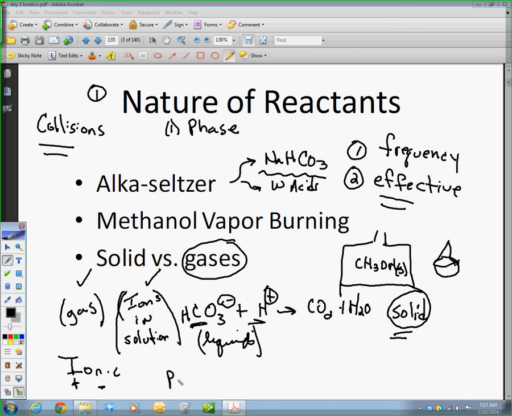Polar molecules, for example, will react better than nonpolar molecules because the charges will help initiate the effective collision between the reactants. And the worst would be your nonpolar molecules. There the geometry of the molecule will play a role. How effectively can they align in order to collide the right way?